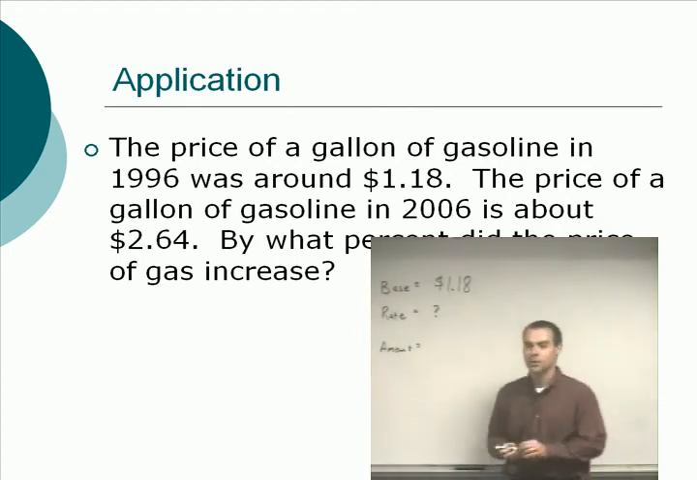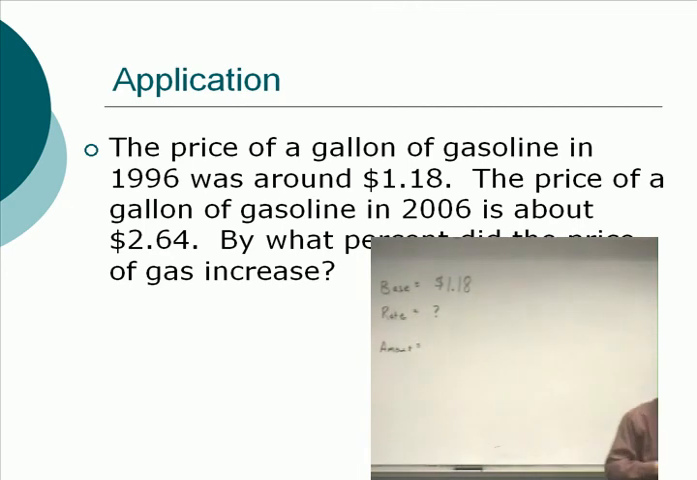And our amount, what is the amount that we're talking about here? One word tells you the amount. The amount of the, starts with C, ends in E, in between R, thank you, change. It's the change. We want to know the percent change. So our amount is not 264, it's the change from 118 to 264.